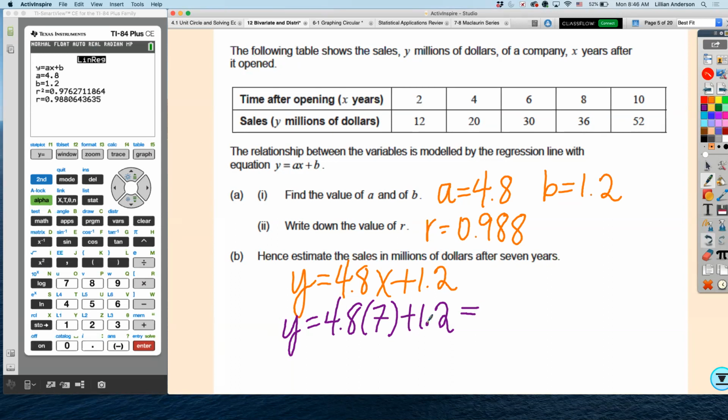There you go. So 34.8 million dollars is what we would have after 7 years.